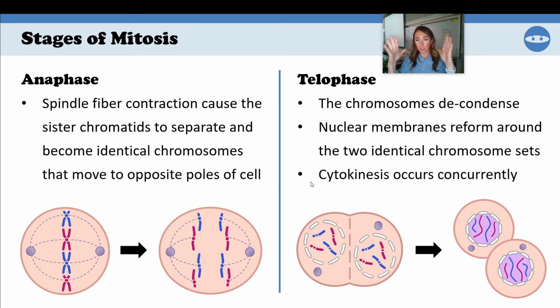So I'm getting those fibers, they disconnect centromere, chromosomes start to decondense, so it goes back to the singular. I get new nuclear membranes forming, and then 2 identical cells, right? 2 identical to the mother.